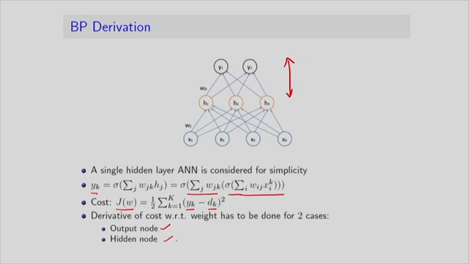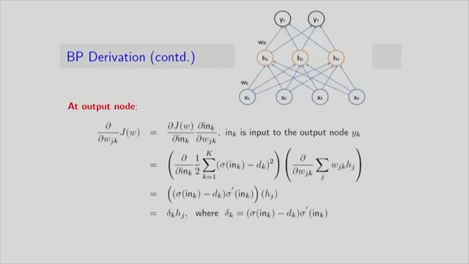So we have to do the differentiation with respect to the weight, and in this case I have to consider the output nodes and the hidden nodes. So you can see here in the output node I am differentiating the cost function with respect to the connecting weights. So the connecting weights are Wjk. That can be written like this: ∂J(w)/∂Ink into ∂Ink/∂Wjk. So what is Ink? That is the input to the output node Yk.